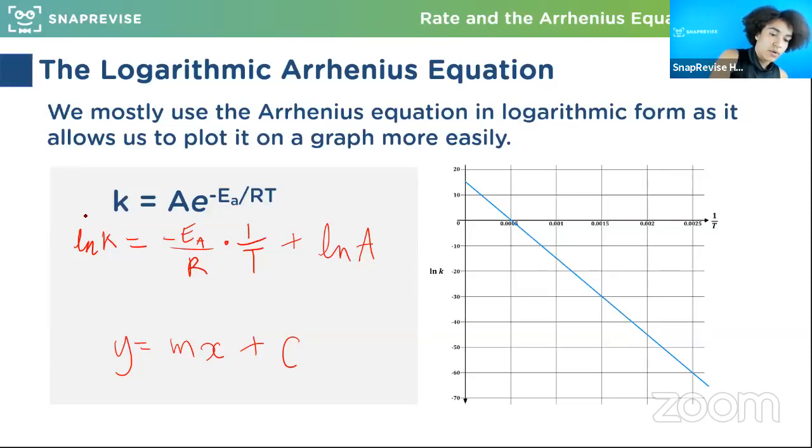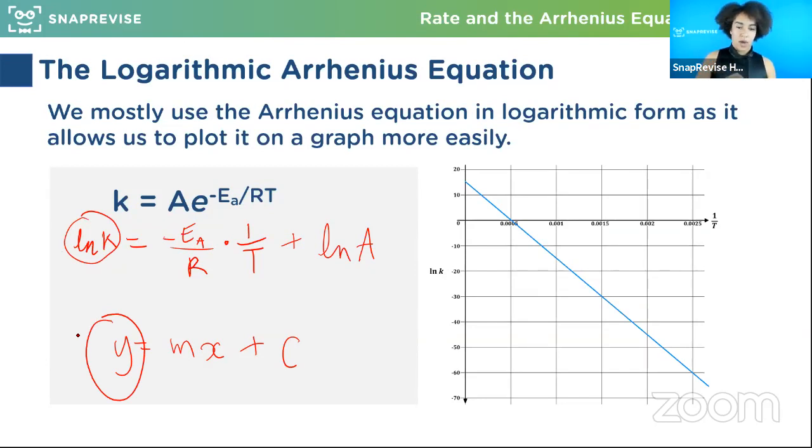So if we look at this form, the ln K is essentially our y, right? The EA over R is essentially our M. And what is the M in y equals mx plus c? Anyone? What does the M represent in y equals mx plus c? Gradient. Yes, thank you, Logan. Thank you, Tyro. So that means that when you have a graph of 1 over t against ln k, the gradient is minus EA over R, which means that you can work out the activation enthalpy from the graph.